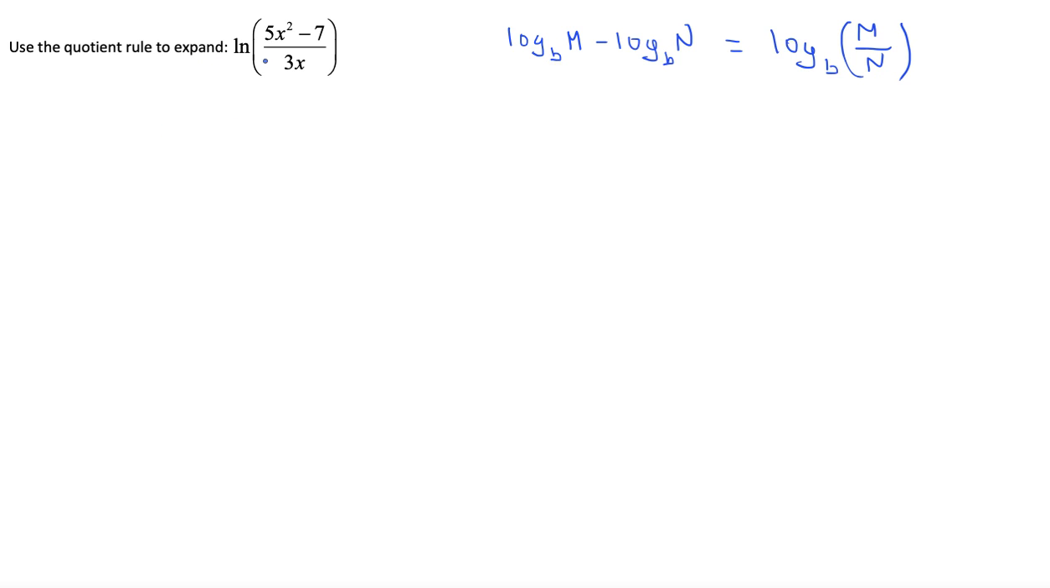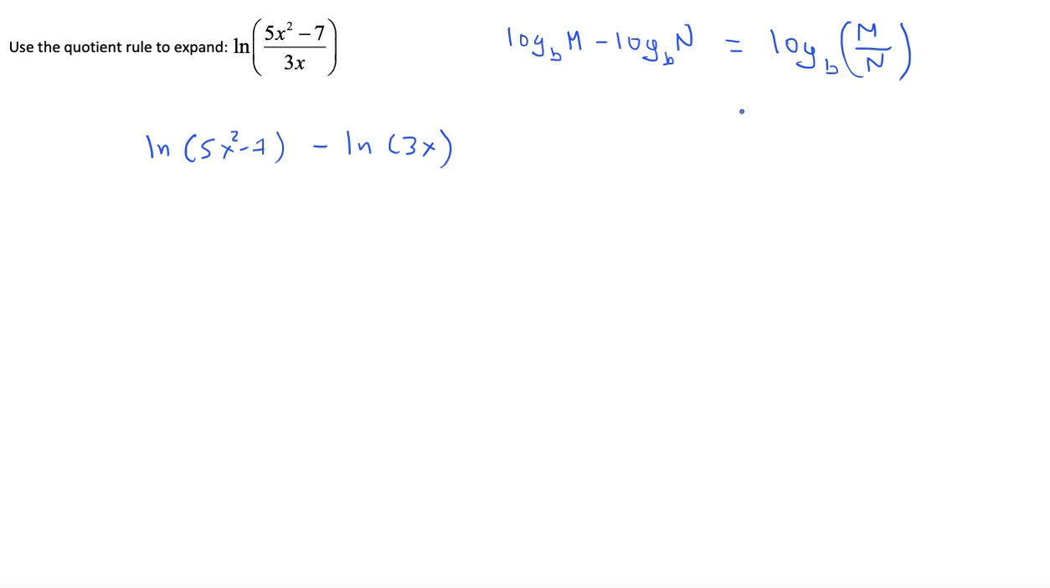So let's do that. We have one numerator and one denominator, so we know we're going to have ln of 5x squared minus 7, and the order is important. So the ln of the numerator minus the ln of the denominator. So we have properly expanded this.